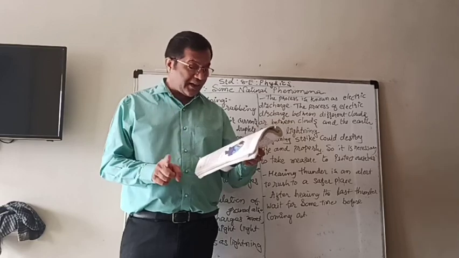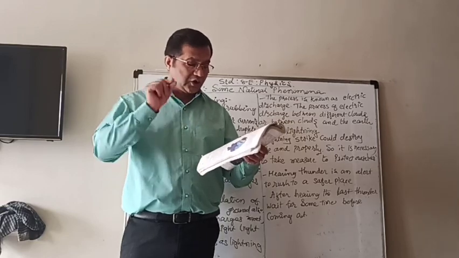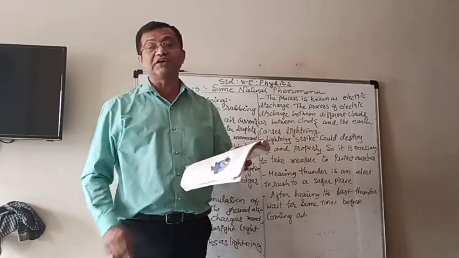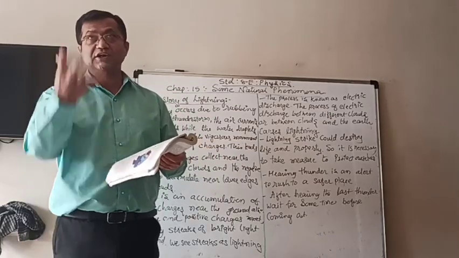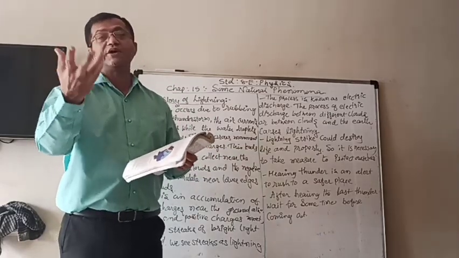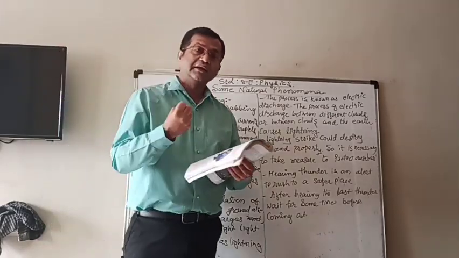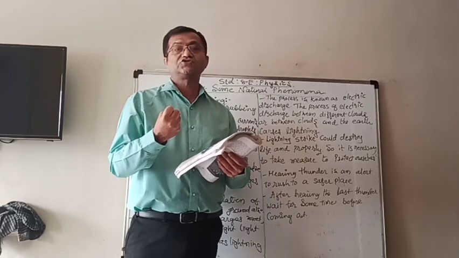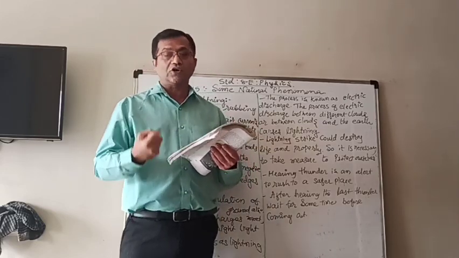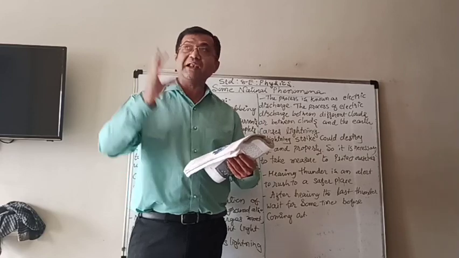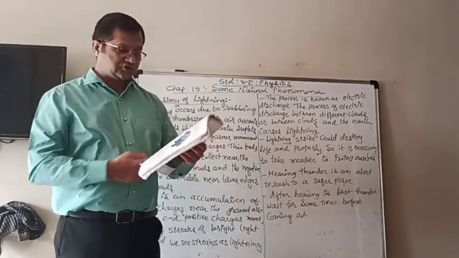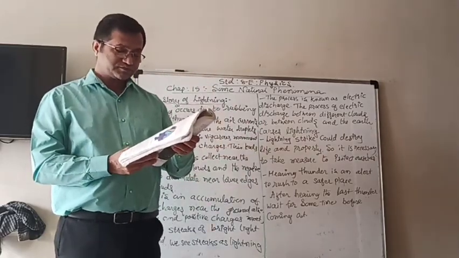Carrying an umbrella is not at all a good idea during a thunderstorm, because we know that the handle will be of metal, and then it can catch the electric shock and you can get shocked. Therefore, taking an umbrella during a thunderstorm is also not advisable.